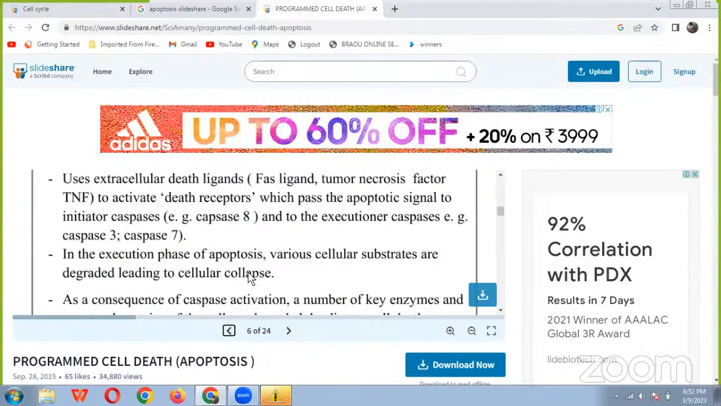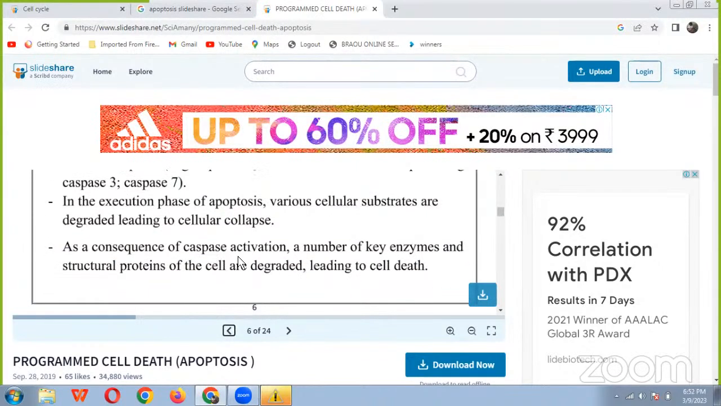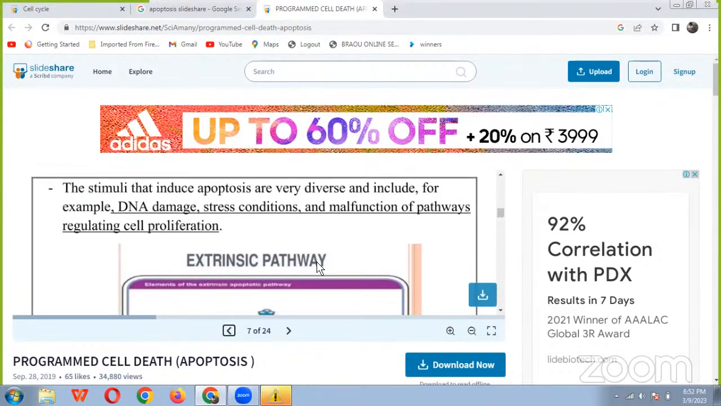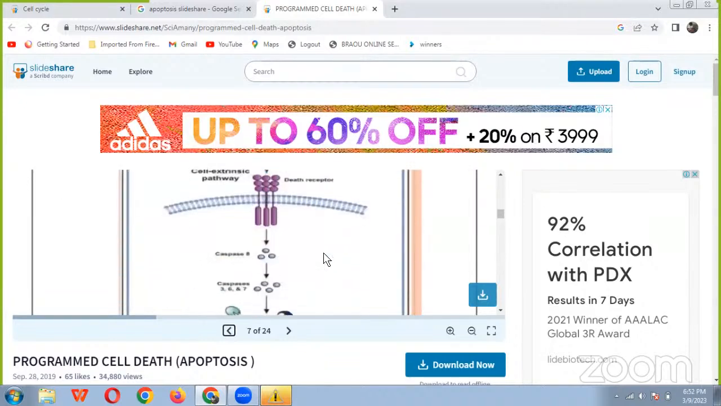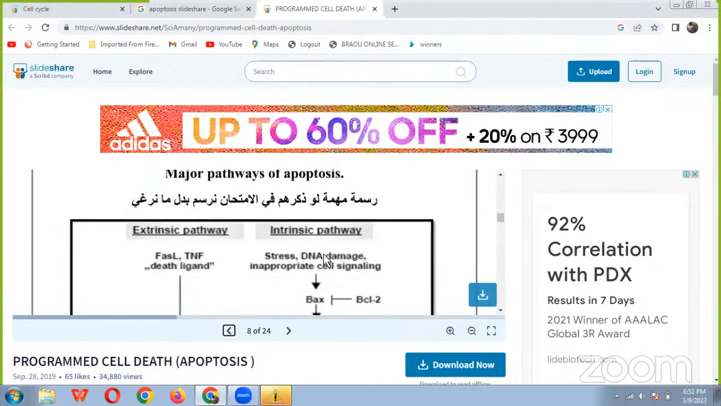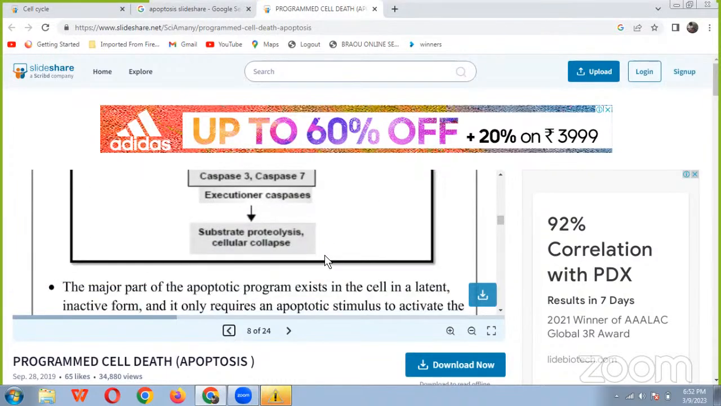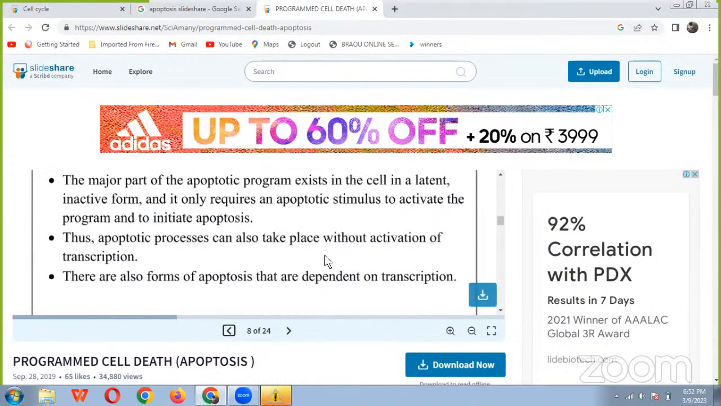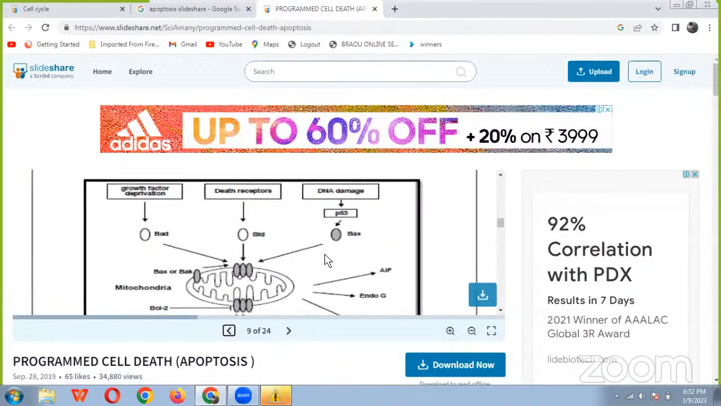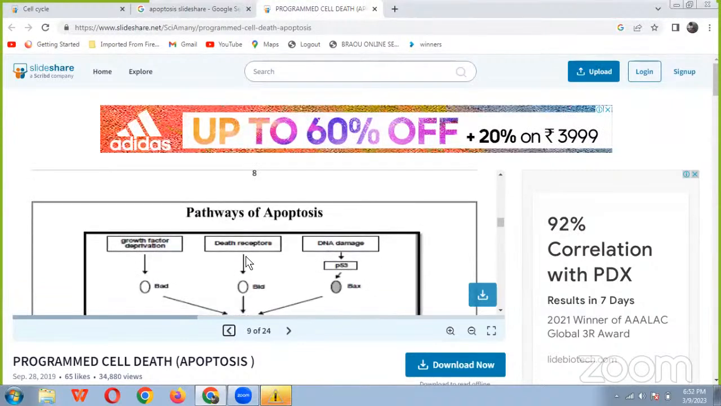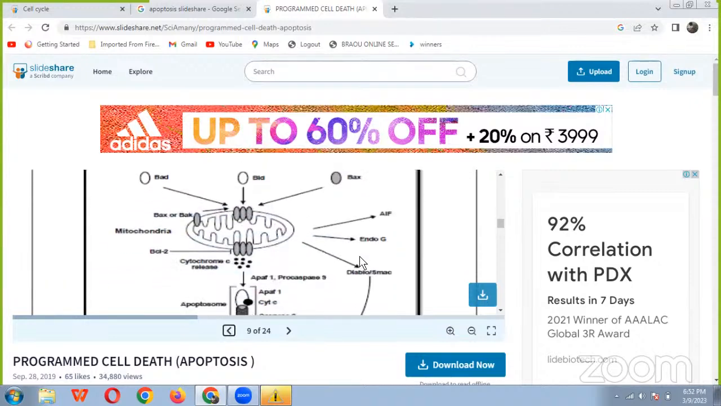Caspases, mainly we discuss caspase 8, and then the next one is the extrinsic pathway. Other pathways of the apoptosis are growth factor deprivation, death receptors, and DNA damage.